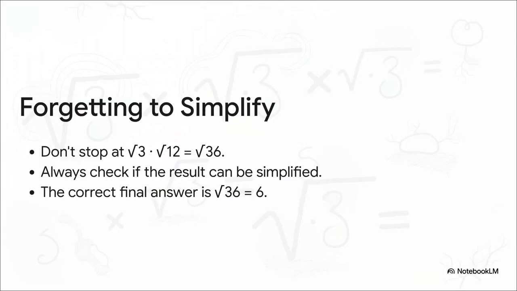The other common pitfall is just getting a little lazy at the end. Let's say you multiply radical 3 times radical 12. You get radical 36. Great, you did the multiplication part right. But you're not finished. Don't stop there. The square root of 36 is a nice, clean number, 6. Always do that final check to see if your answer can be simplified any further.